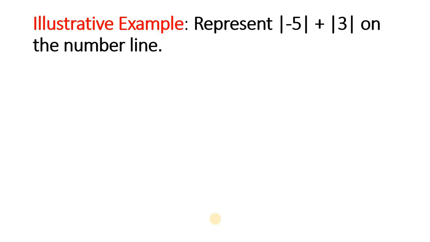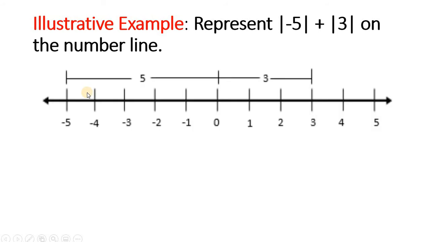Now, let's have an illustrative example. Represent absolute value of negative 5 plus absolute value of 3 on the number line. So, using the number line, okay, from 0 to negative 5. And then, plus absolute value of 3.